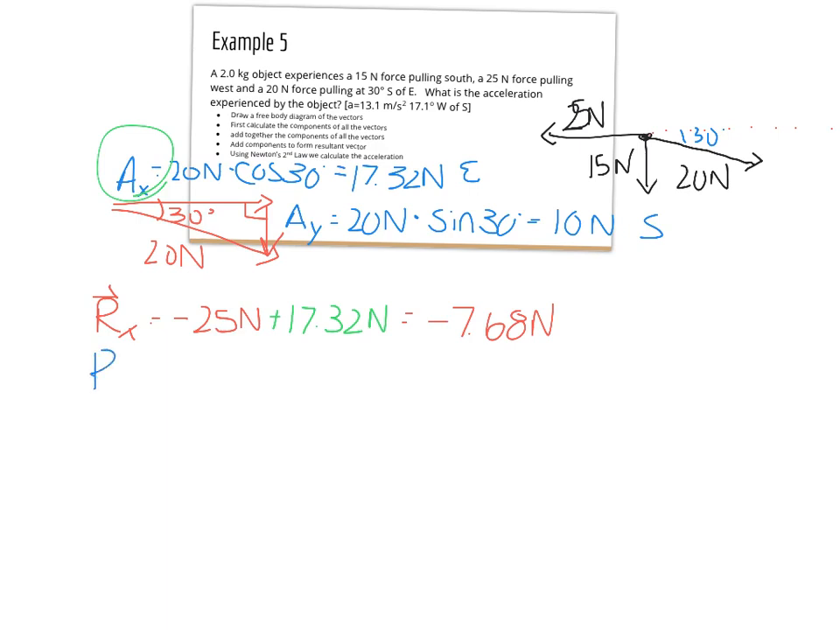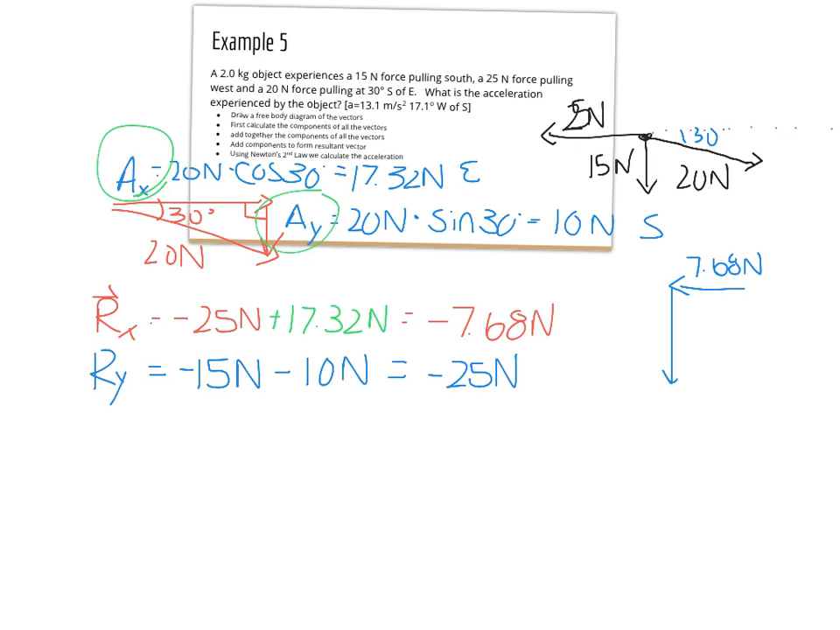We're also going to add up the y directions. We had negative 15, or 15 newtons south, and then we subtracted another 10 newtons in our y direction here. So our total should be negative 25 newtons, so south again. We can add these two together, so we get 7.68 newtons and our 25 newtons. And we'll draw our resultant vector, which is our net force. Okay, this encompasses all of the forces in our diagram.